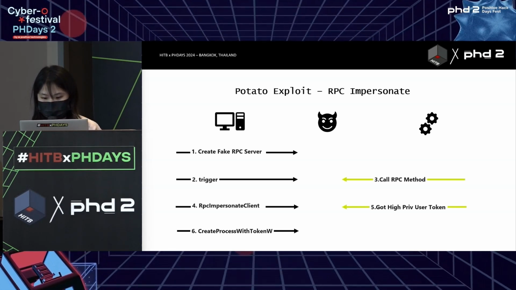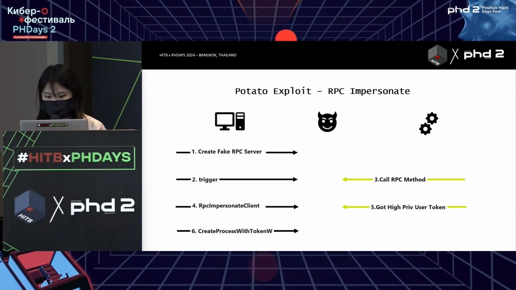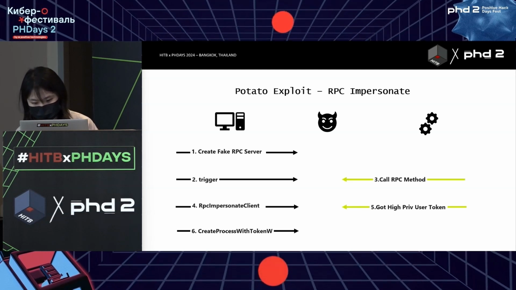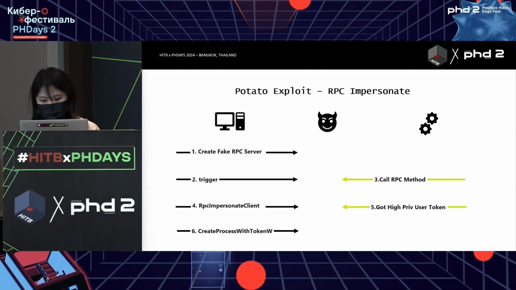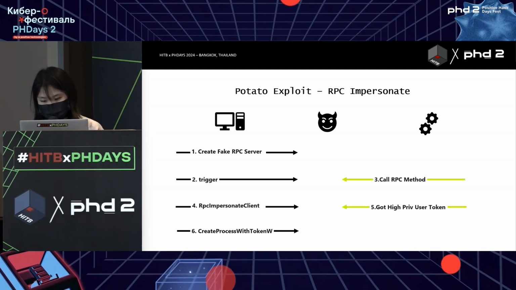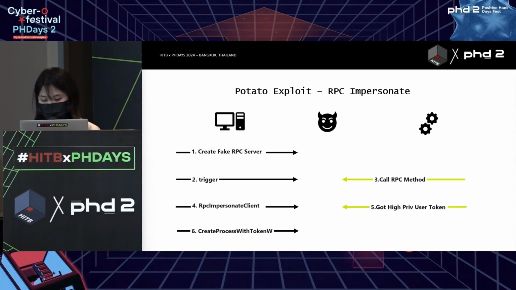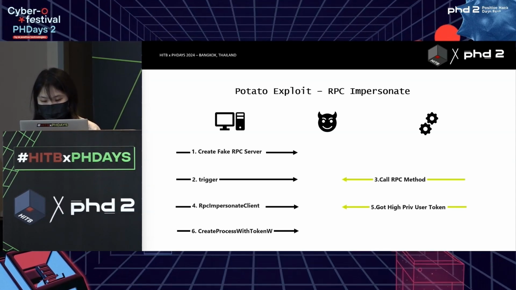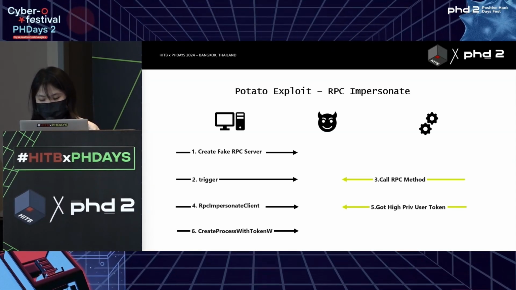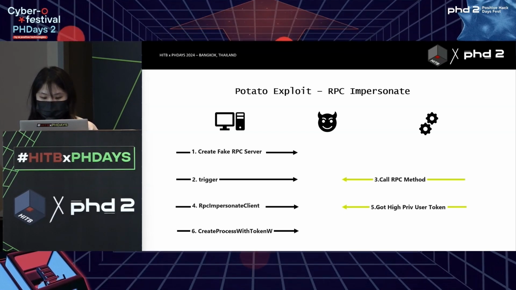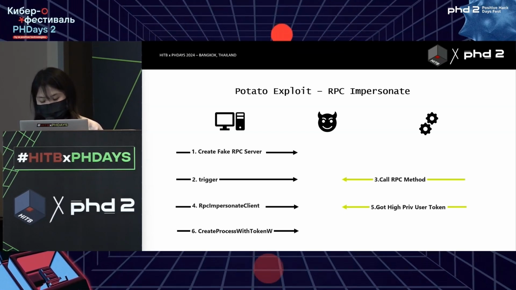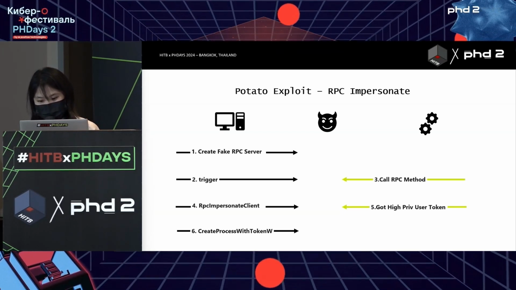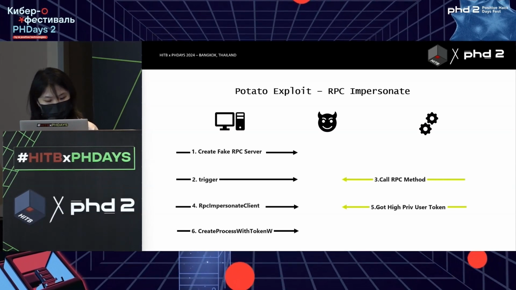In the third step, a high-privileged user calls our RPC method. The fourth step is to call the RPC impersonate client API to simulate the authority of the caller, and call open thread token to obtain the impersonated token. The fifth step is to use a high-privilege account to create a process to achieve privilege escalation.